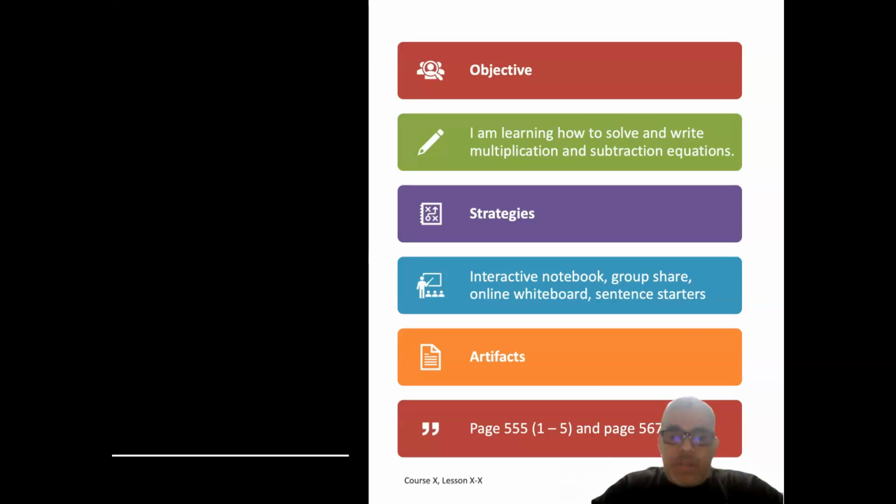The strategies that you're going to be using for this lesson are your interactive notebooks. You're going to be doing some group sharing, the online whiteboard, and some sentence starters. And the artifact is your homework, which you get to see. Page 555, problems 1 through 5, and 567, problems 1 through 5.